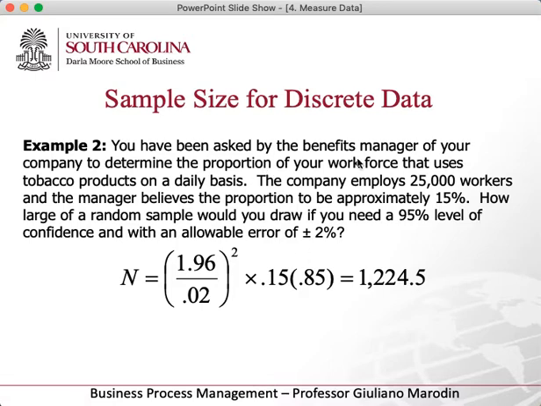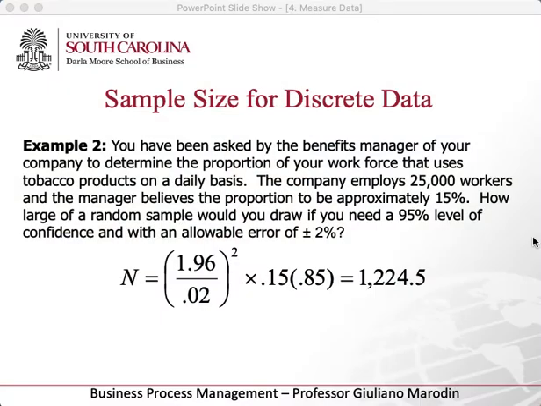You have been asked by the benefits manager of your company to determine the proportion of workforce that use tobacco products on a daily basis. The company has 25,000 workers, and the manager believes that proportion is about 15%. So maybe that's a tobacco producing company, right? I work with tobacco manufacturers in Brazil quite a bit.